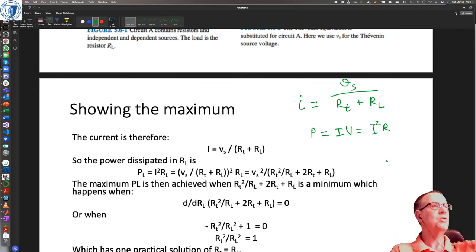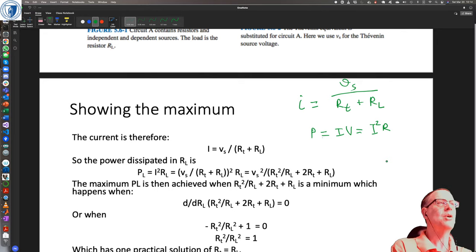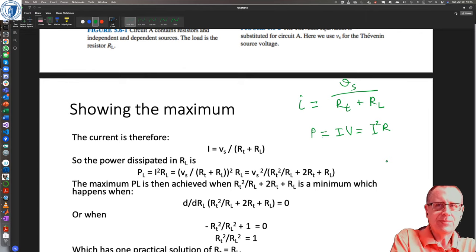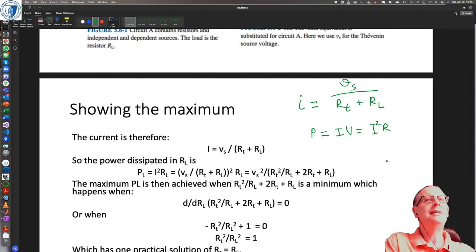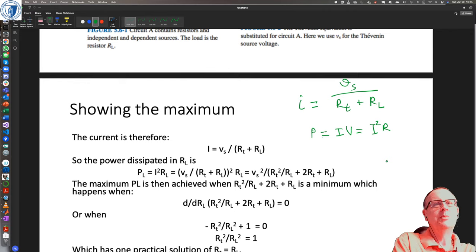If you ever worked for a power distribution company, they often talk about I squared R losses, because the power company has lots and lots of different voltages going out across their network. It might have 275 kV, 110 kV, 66 kV, or lower voltages. But the losses they can quantify just by looking at the current. They can talk about I squared R losses. So with I squared R, I is just VS on RT plus RL. We square that, and we end up with that equation there.